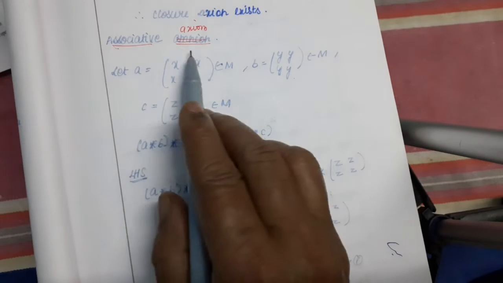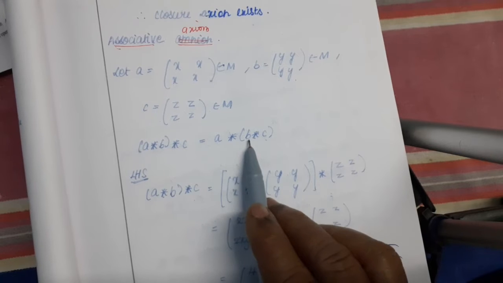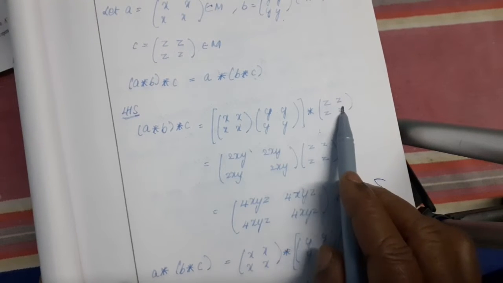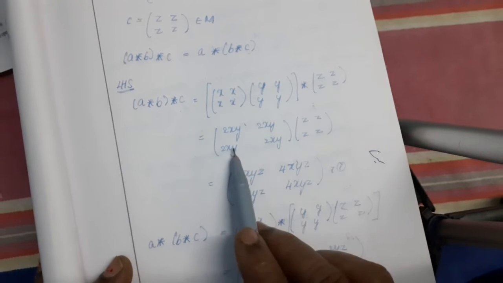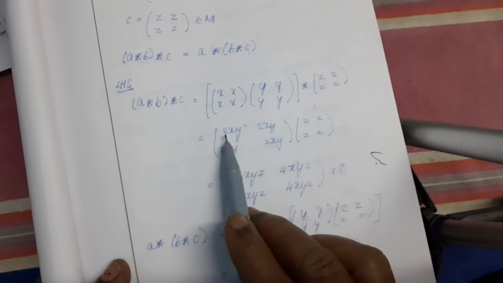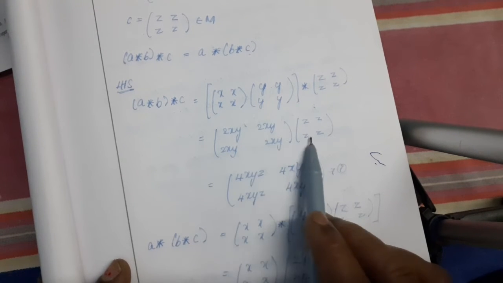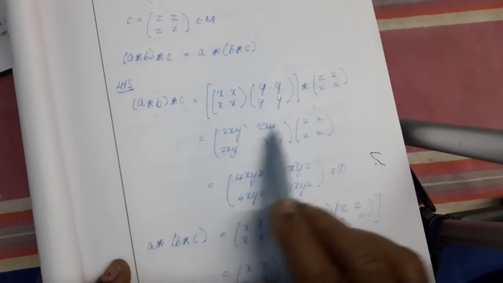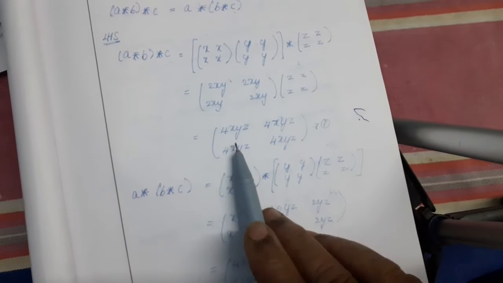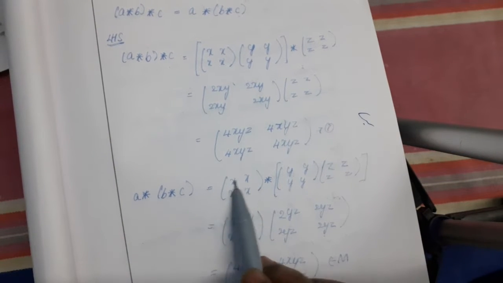Because for the associative property we need 3 elements: A star B star C equal to A star B star C, with the bracket on B star C. What is A star B? X, y multiplied with z. We already know from the closure axiom it is 2XY, and 2XY multiplied with z also gives, first row with the first column, 2XYZ, here also 2XYZ. 2 times 2XYZ is nothing but 4XYZ. Similarly, all the results we get are 4XYZ.